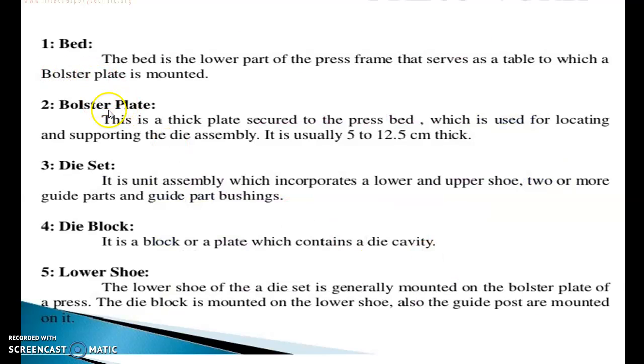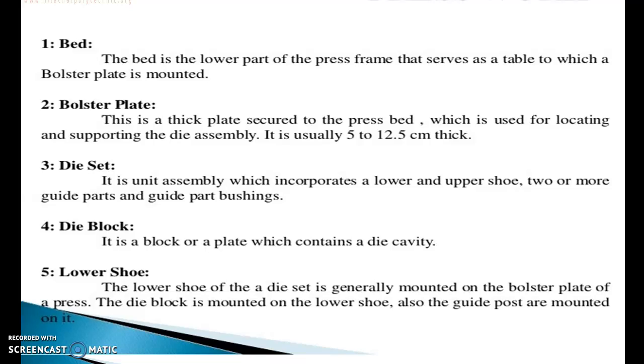So first of all, what is a bed? The bed is the lower part of the press frame that serves as a table to which the bolster plate is mounted. Then what is a bolster plate? This is a thick plate secured to the press bed which is used for locating and supporting the die assembly. It is usually 5 to 12.5 centimeters in thickness.